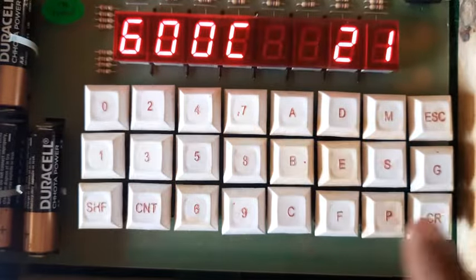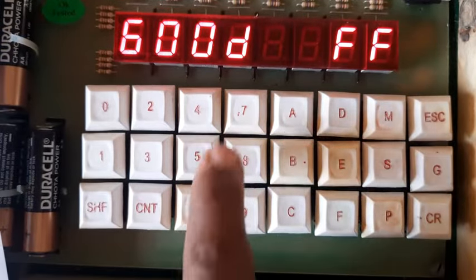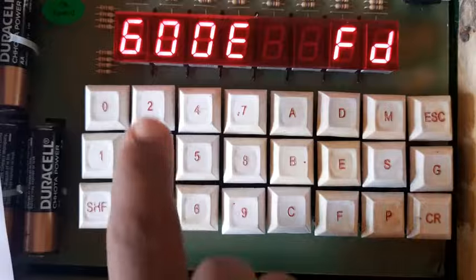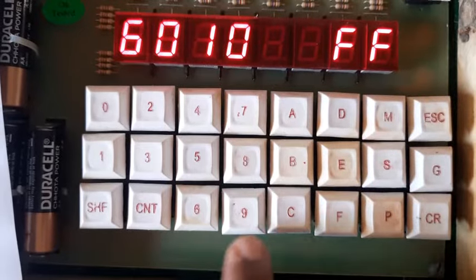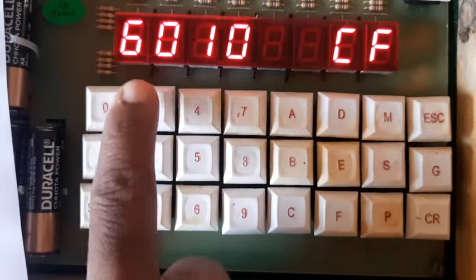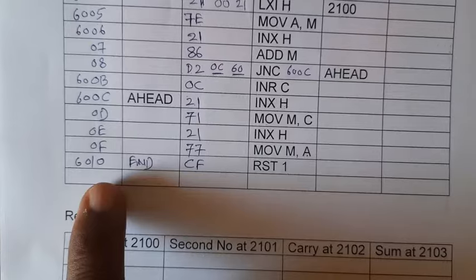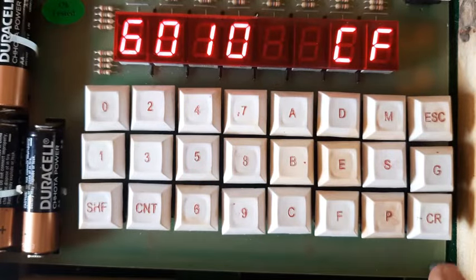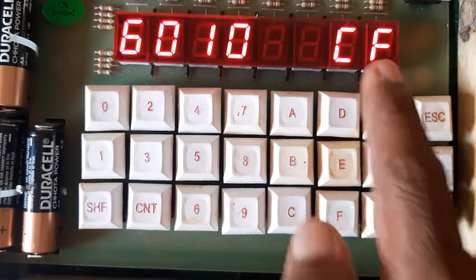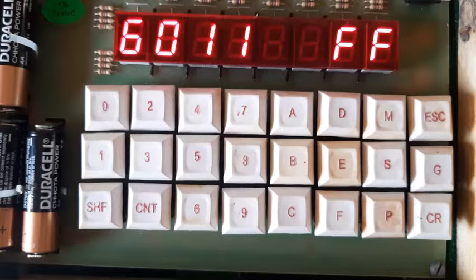I will load 21, confirm, then it is 71, confirm, again 21, confirm, 77, confirm, and then CF. At 6010 there is CF, that is the end of program. I have loaded it. To store this CF I will have to press the confirm key.